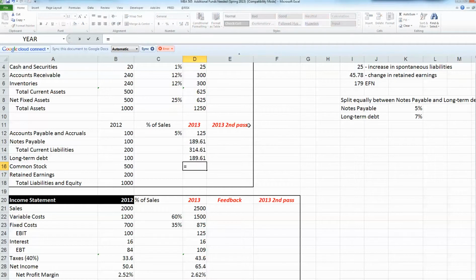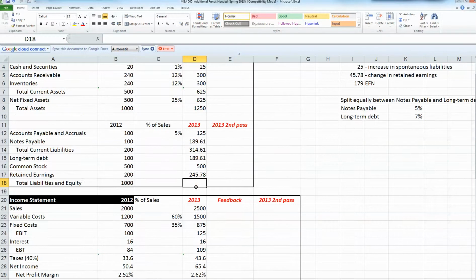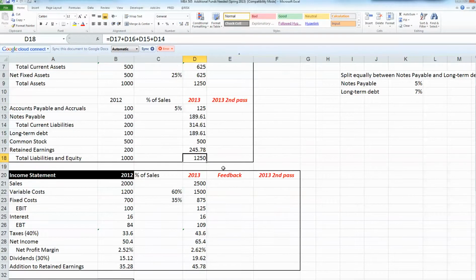Common stock isn't going to change. Retained earnings would be the previous year's retained earnings plus the addition to retained earnings that I expect to generate in 2013. So my total liabilities and equity would be retained earnings plus common stock plus long-term debt plus notes payable. So it balances. But now I have problems because I've got this extra debt. So my interest expense isn't really going to be 16, it's going to be something more.